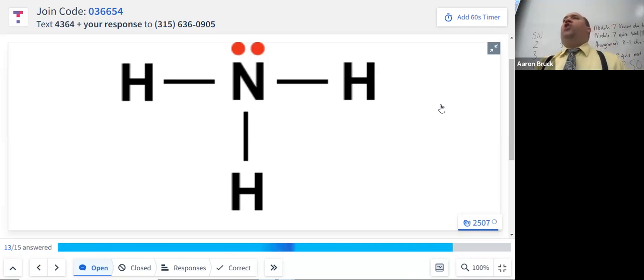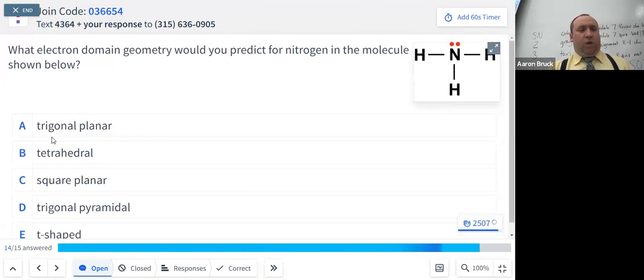Right. Show me on your fingers. What is the steric number for the nitrogen? Yeah, it's 4. I've got the 3 bonding groups and the 1 non-bonding group, so 4 in total. With a steric number of 4, we would be looking at the tetrahedral domain geometry.